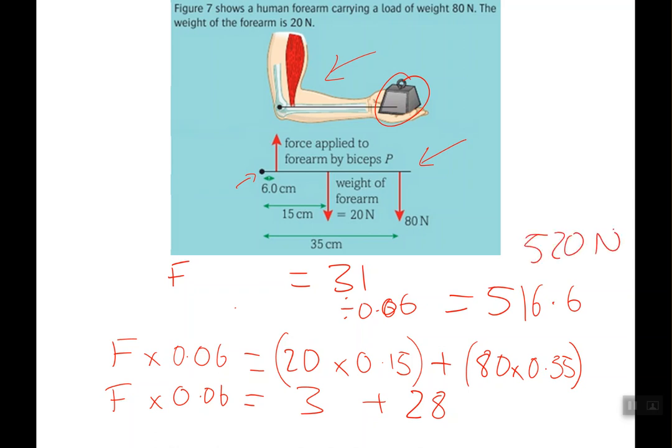Now that seems like a massive amount of force that the bicep is applying. 520 newtons when all you're doing is carrying a weight of 80 newtons and your arm is 20 newtons, so a total weight, if you like, of 100 newtons, and yet the bicep is applying a force of 520 newtons, 5 times that. Why does it need to be so much? Well, it needs to be so much because the bicep is applying a force at such a short distance away from the elbow, the pivot. So it needs to apply a massive force to counteract that moment, because remember, these forces are causing that arm to turn.